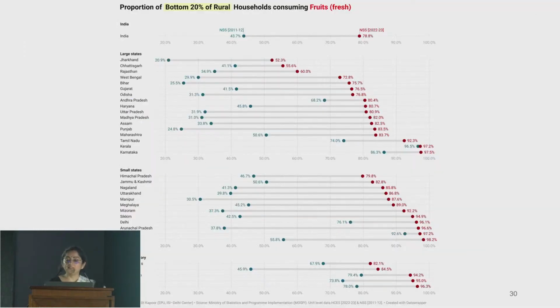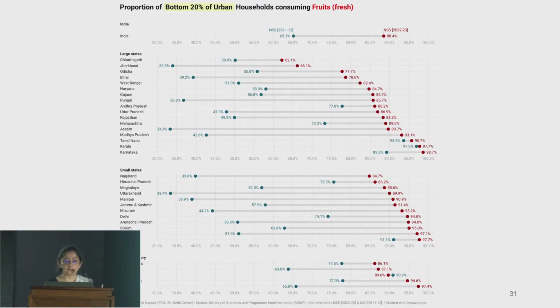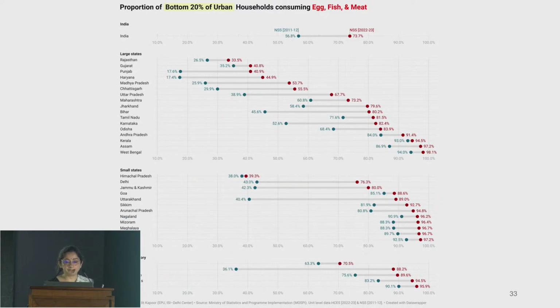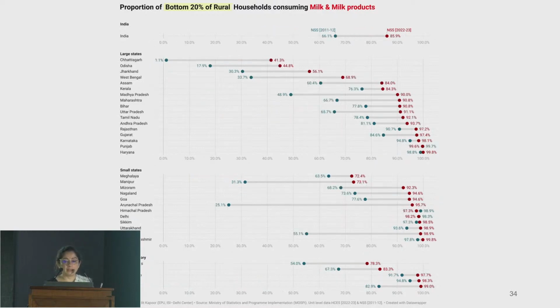For the poorest segments, again, across the states, in fact, consumption of fresh fruits: look at Jharkhand, 20% of the poorest had reported some consumption of fruits. That number is above 50% today. Right? Punjab, 25, that number is 84% today. So massive changes are happening at the lowest rung of the consumption classes. Again, urban and rural, the same story for egg, fish and meat. Urban and rural, milk product.